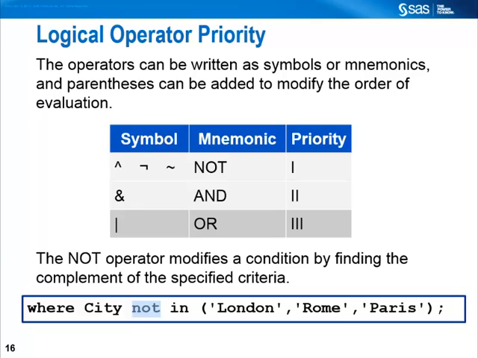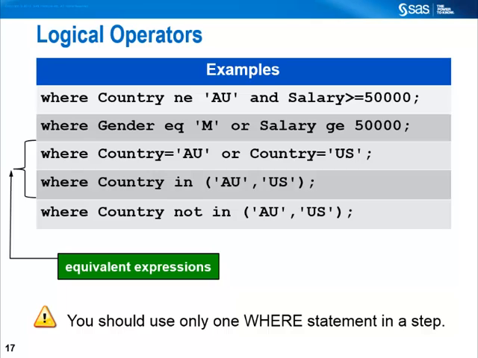Logical operator priorities. The logical operators can be written as symbols or mnemonics, and parentheses can be added to modify the order of evaluation. The default priority is that NOT gets executed first, then AND, then OR. The NOT operator modifies the condition by finding the complement of the specified criteria, like WHERE city NOT IN London, Rome, Paris. So any city other than London, Rome, Paris, that data will be displayed in our report.